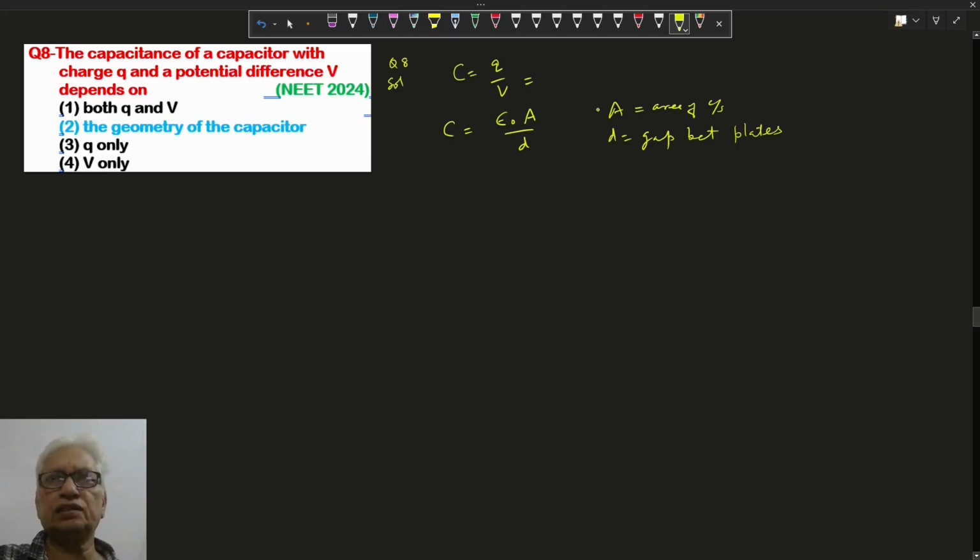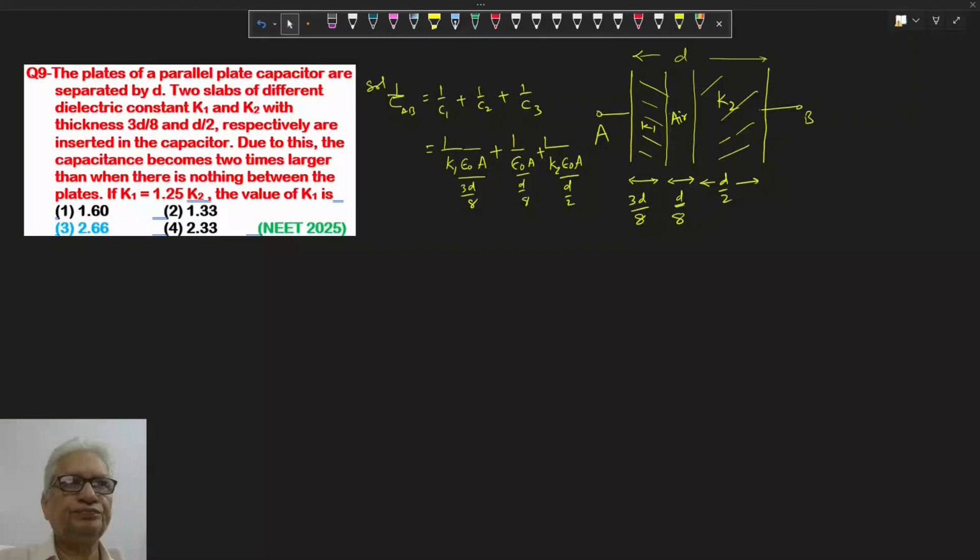It depends on the geometry or physical parameters. So capacitance depends on area and the gap, the geometry of the capacitor. Option 2 is correct.